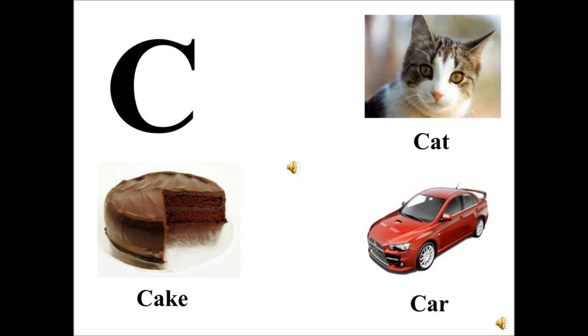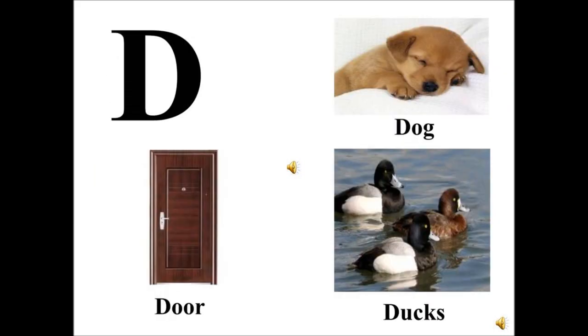And what is that? That is a picture of a car. Car is a C word. Let's spell the word car. C-A-R. Car.